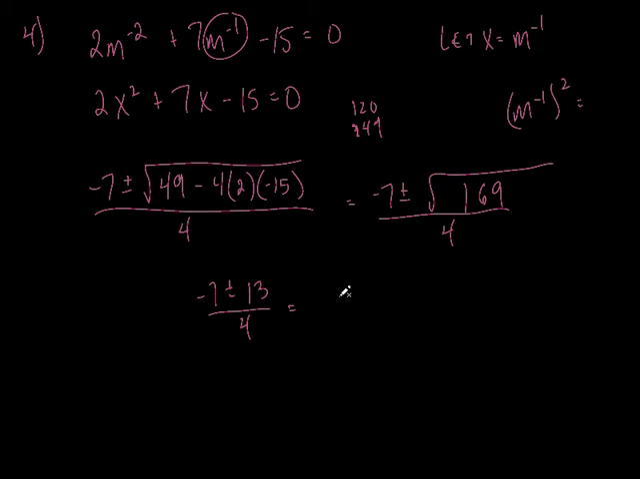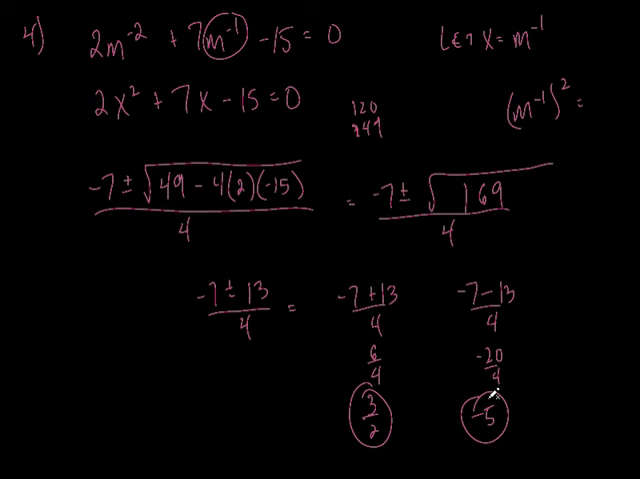So we got two things here. We've got negative 7 plus 13 over 4. We have negative 7 minus 13 over 4. What's that? 6 over 4, right? What's 6 over 4? It's 3 over 2, right? Yes? Then right here, negative 7 minus 13 is negative 20 over 4. That reduces to negative 5, and there's your answer right there.